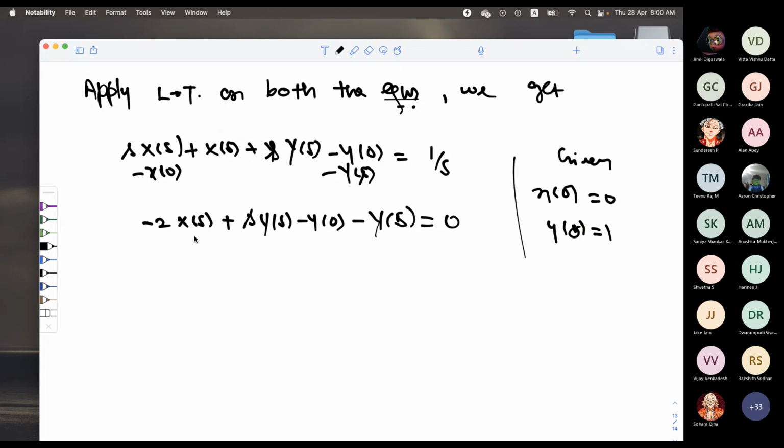So if you are substituting x(0) is 0, then this will vanish and there is no more x(0). So collecting X(s), what we have here is s plus 1. And Y(s) we are going to collect, Y(s) means it is s minus 1. And this is y(0), right? y(0) is 1. Sir, is it clear?